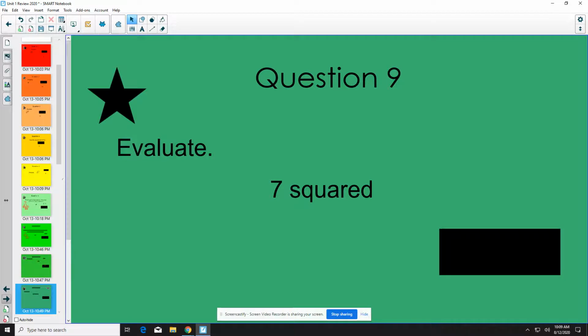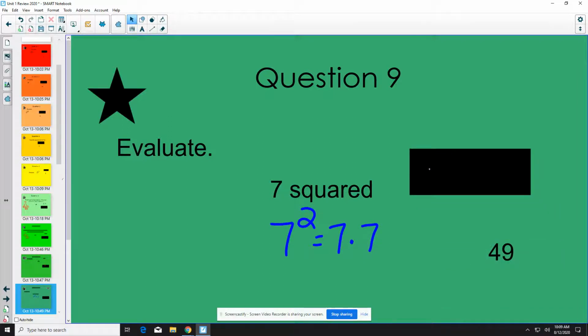Number 9, find 7 squared. Okay, 7 squared means 7 to the second. That means 7 times 7. Your answer should be 49.